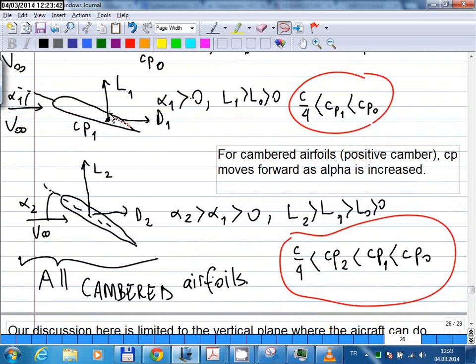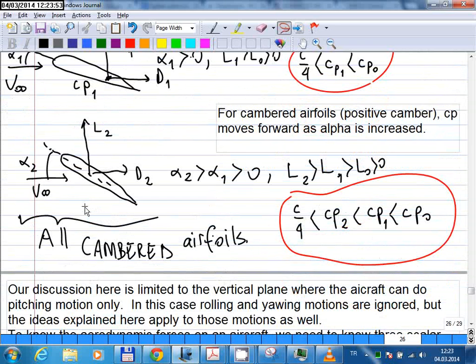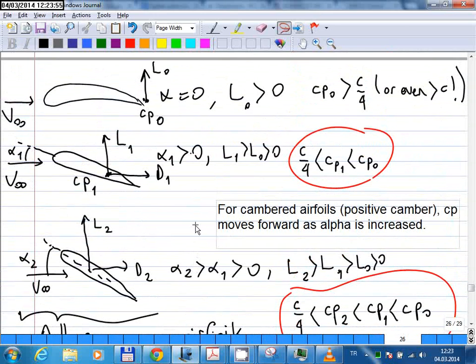So here it's closer to the leading edge, as you see, and here it's even closer, and the limit is still the quarter-chord point. It doesn't go ahead of the quarter-chord point. So this is an important difference between symmetric airfoils versus cambered airfoils.